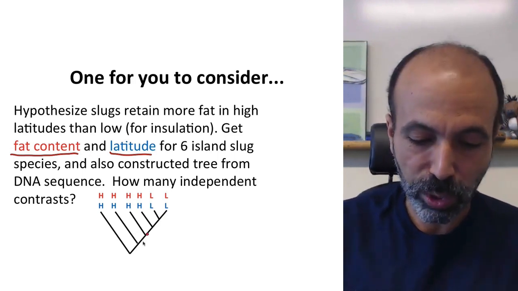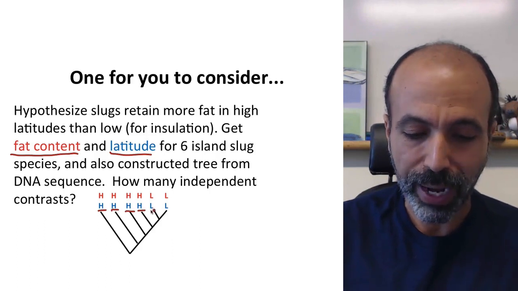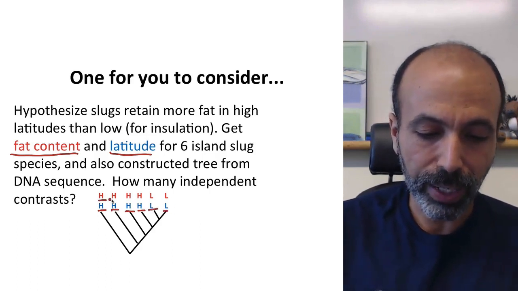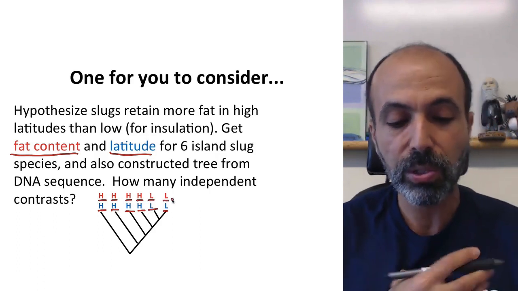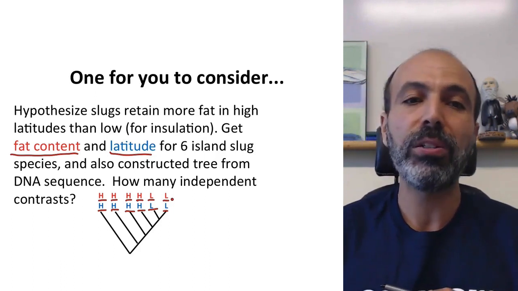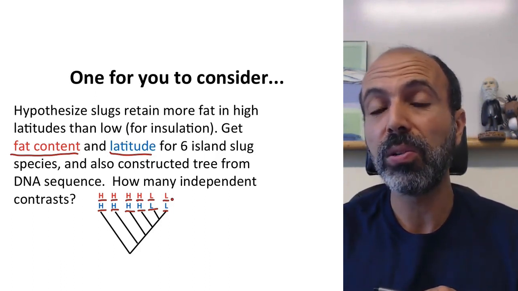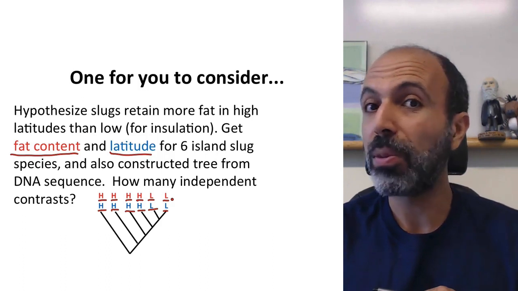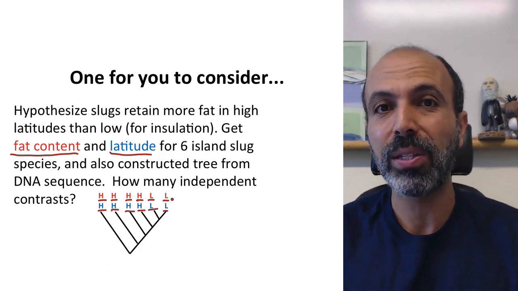And let's say this is the tree that you got. So the blue indicates the latitude, so these 4 are from high latitude, these are from low. The red letters indicate the fat content, so those 4 have high fat content, those 2 have low fat content. And you have this evolutionary tree, this phylogenetic tree. How many independent contrasts do you have? So think about that for just a few minutes, and then you can pause the video if necessary, and then answer the in-video quiz.